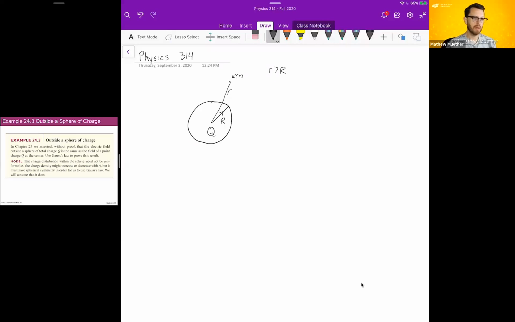Well, how are we going to calculate that electric field? We're going to do it using Gauss's law. Gauss's law says that the total flux is equal to the integral of the electric field dotted into dA over my Gaussian surface, and that has to be equal to the charge enclosed divided by epsilon naught.